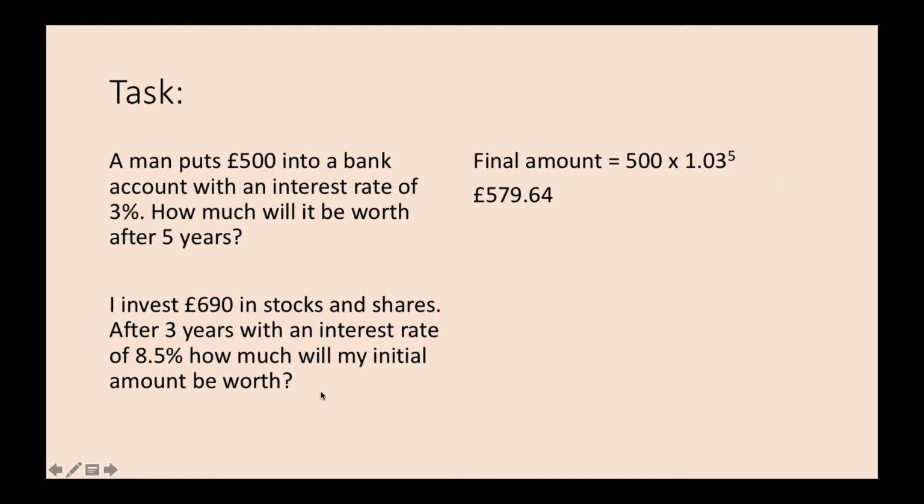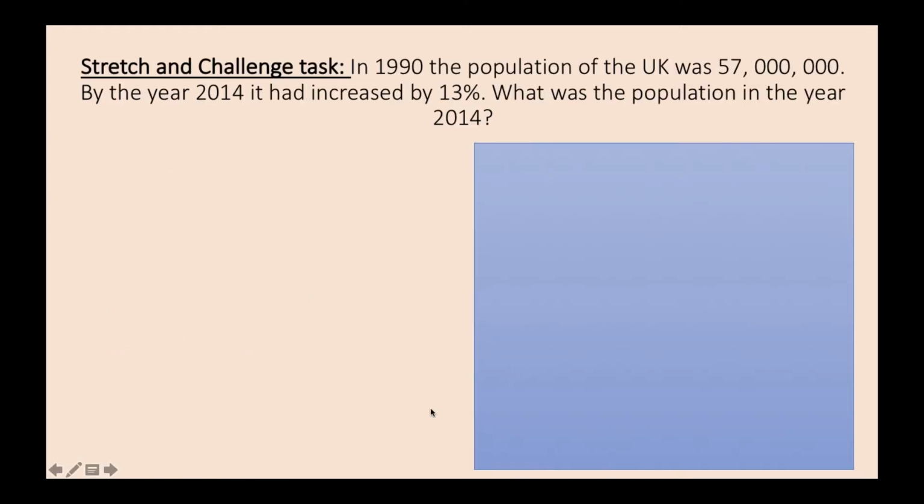Finally, I invest £690 in stocks and shares. After 3 years with an interest rate of 8.5% per year, how much will my initial amount be worth? So I put my 690. Now be careful with this, it is 8.5%. If it was 8%, it'd be 1.08, but it's 8.5, so it'd be 1.085. Okay, so just be careful. And then to the power of 3, and you should have had an answer of £881.33.